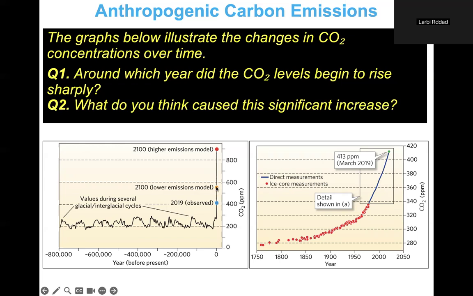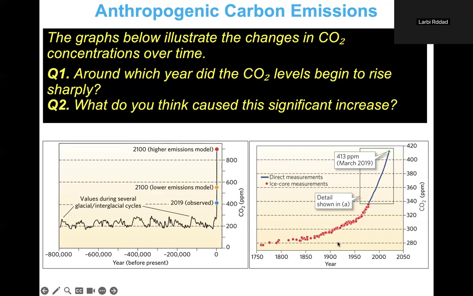And in the lower emission model in 2100, the scientists predicted this amount of CO2, which is about, not 700, probably 550 ppm. But the higher emission model goes up to 900 ppm.